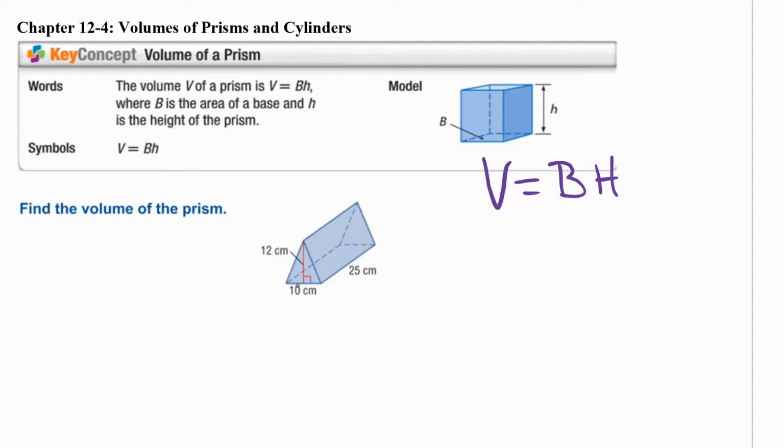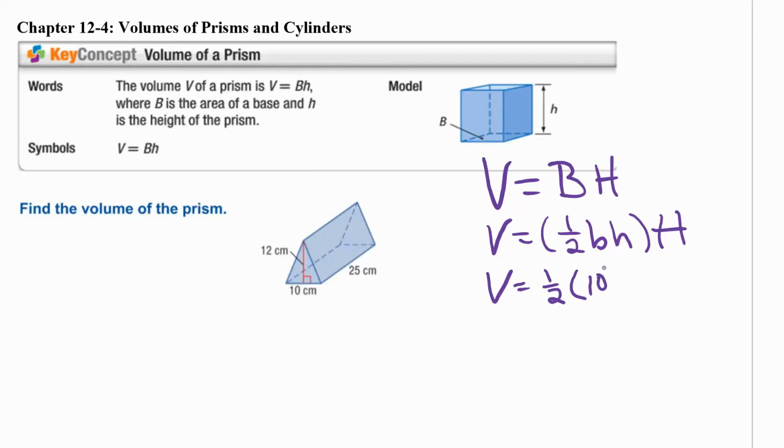So looking at this first example, our base is a triangle. We have a triangle on the front here and a triangle on the back. So the volume would be base times height. The formula for the base of a triangle is 1/2 base times height times the height of the whole entire prism. So volume would be 1/2.